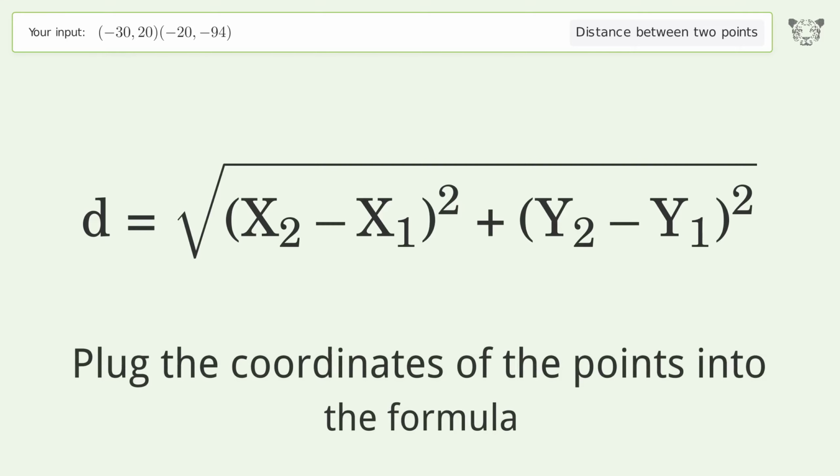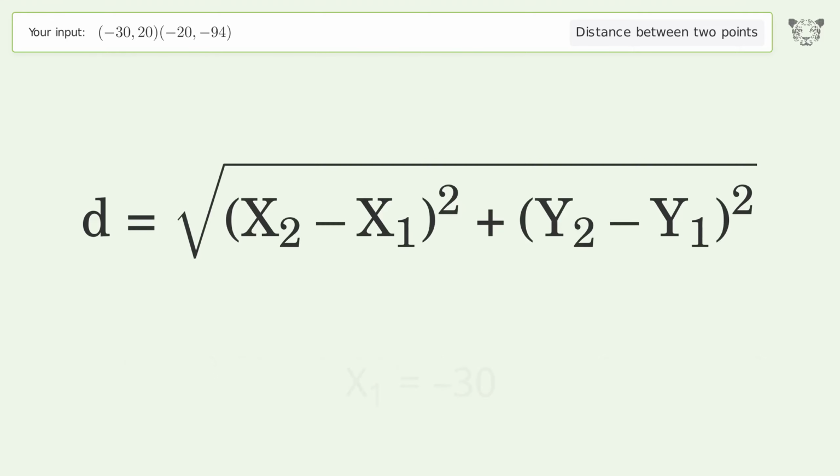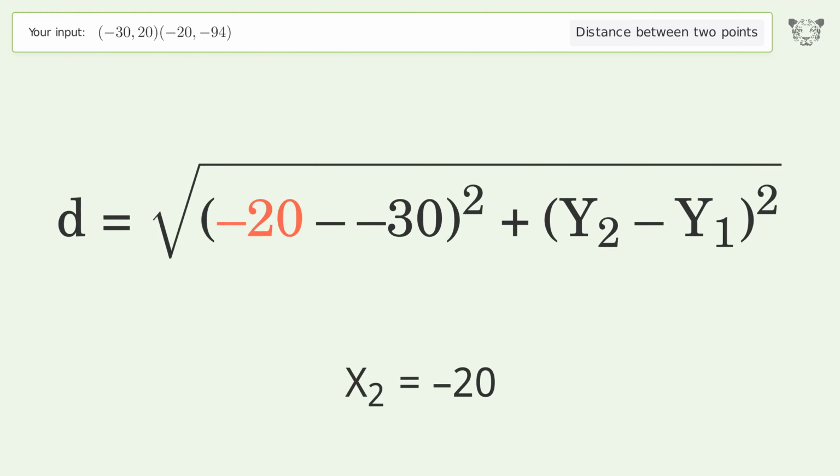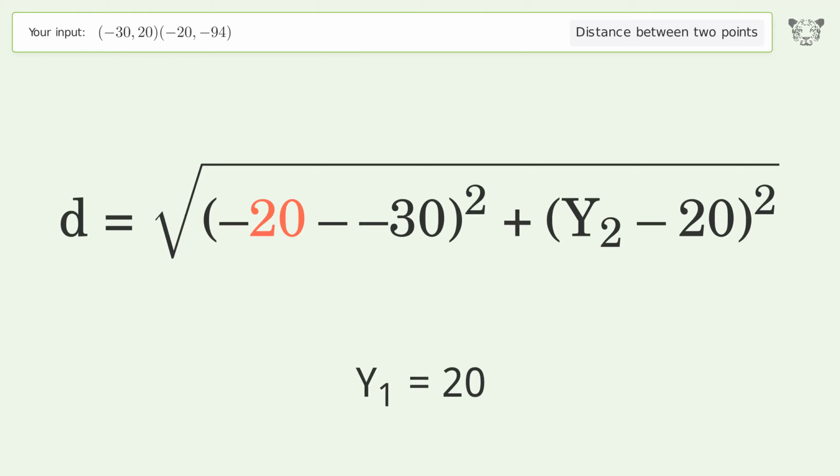Plug the coordinates of the points into the formula. x1 equals -30. x2 equals -20. y1 equals 20. y2 equals -94.